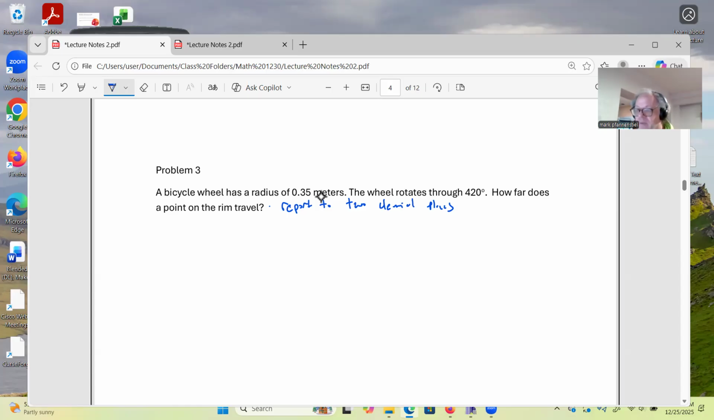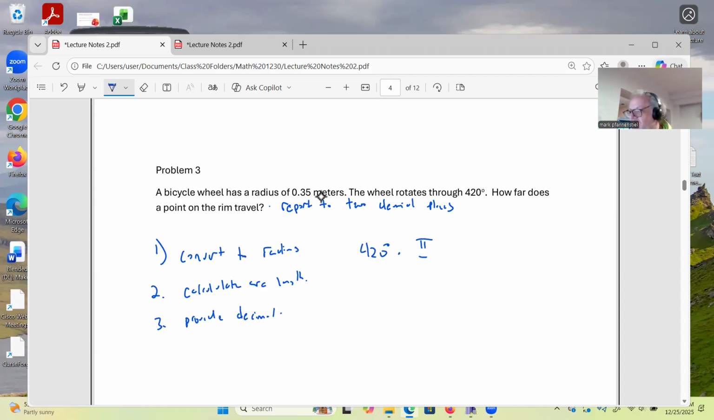Okay. So the first thing we're going to do is convert our 420 degrees into radians. The second thing we're going to do is calculate our arc length. And then the third thing is we're going to provide a decimal approximation.